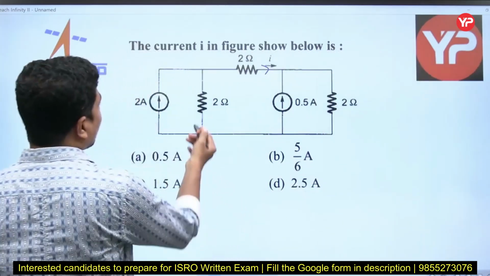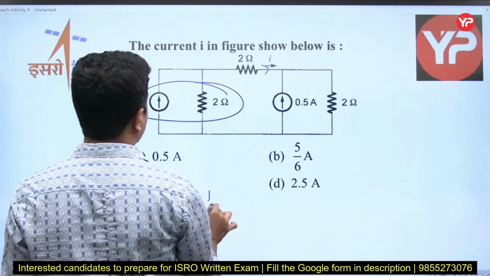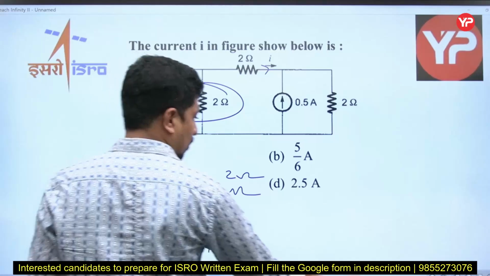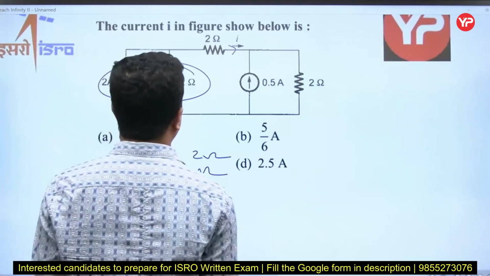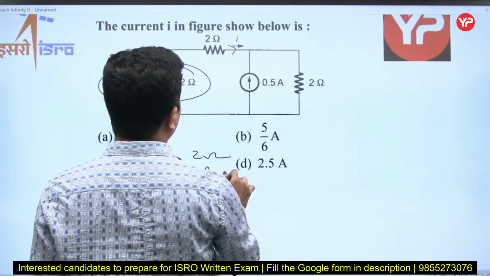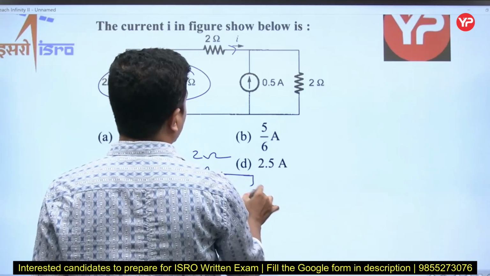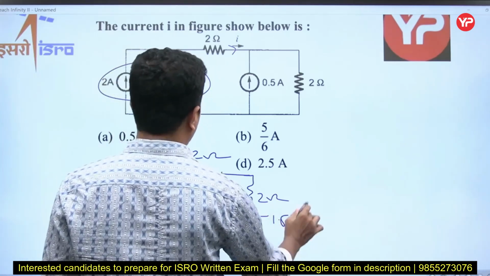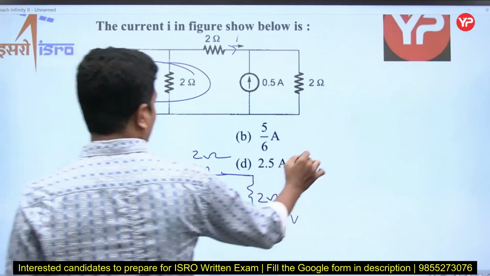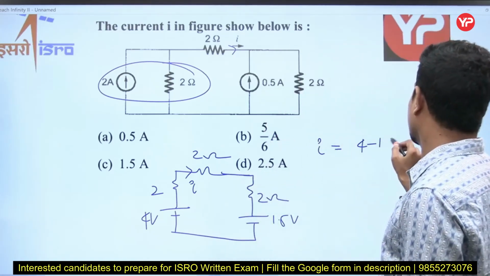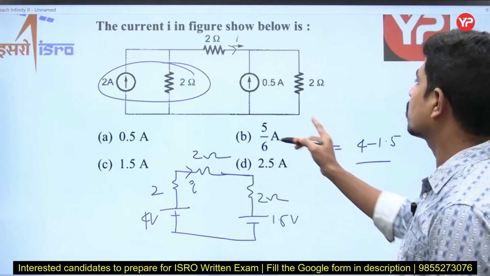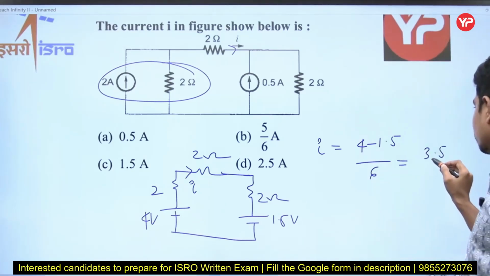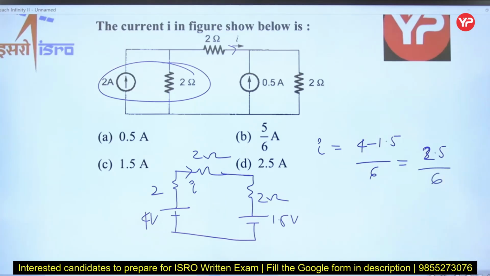Now observe here, you can convert this into a voltage source in series with a resistance, that is 4 volts in series with 2 ohms. This is 2 ohms, this is 2 ohms, and this is 2 into 0.5, which is 1.5. Now he is asking about this current I. So I is equal to 4 minus 1.5 divided by 2 plus 2 plus 2. All are 2, so it is 6. Therefore the answer is 2.5 divided by 6.